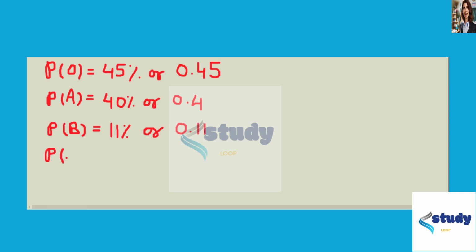All these probabilities do not sum up to 1 or 100%. They sum up to 96%. So the probability that a person will have type AB blood is 100% minus 96%, which is equal to 4%, or we can write it as 0.04.